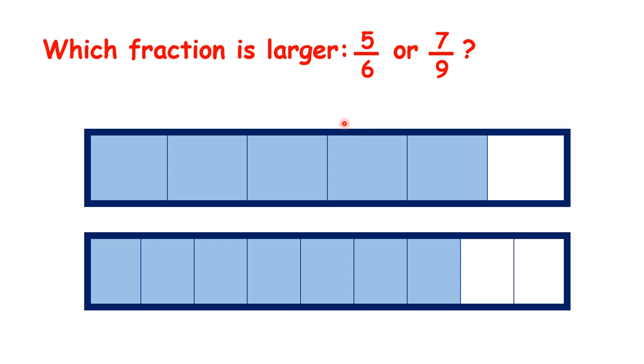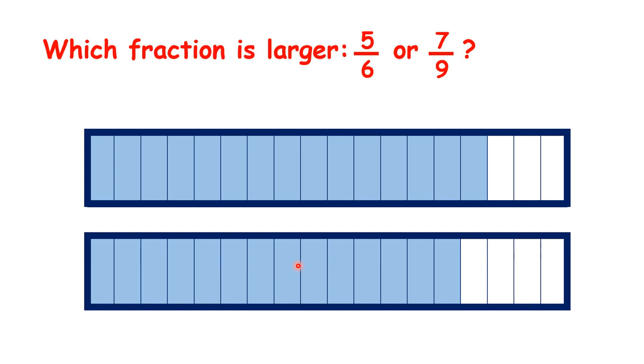And you can see 5/6 split into 18ths gives you 15/18, while 7/9 split into 18ths only gives you 14/18. So we know that 5/6 is larger.